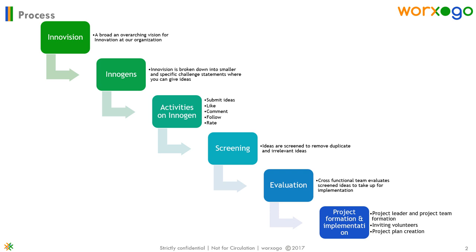Evaluation is nothing but a cross-functional team comes together, evaluates the screened ideas and decides which idea needs to be taken up for implementation, which idea needs to be dropped, or which idea needs to be parked for future implementation. Once the evaluation team has decided, okay, these are the 5, 10 or 15 ideas that we need to take ahead for implementation, project formation happens and eventually implementation.